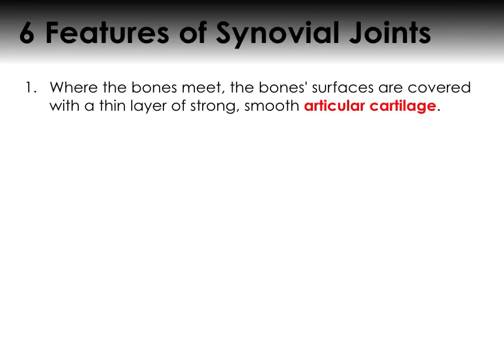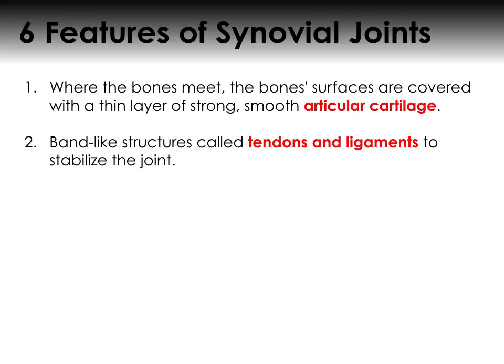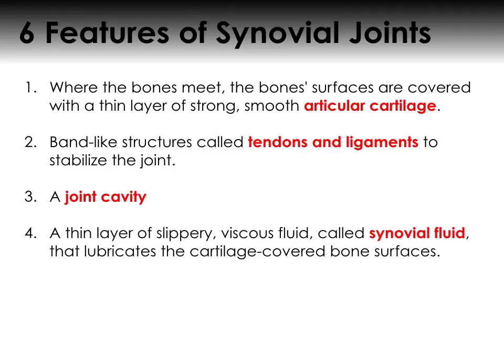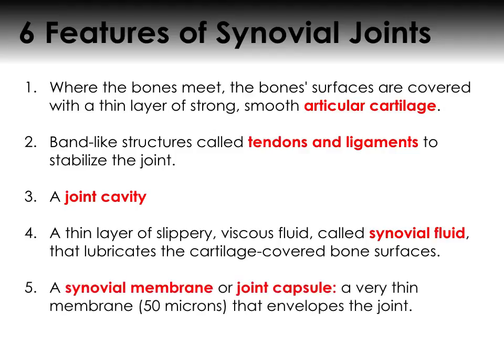Synovial joints are where bones meet. The surfaces tend to be covered with a particular type of cartilage. These allow tendons and ligaments to stabilize the joint. They contain a joint cavity, and in that joint cavity there's a fluid called synovial fluid that acts as lubrication. And there's also a synovial membrane or joint capsule that covers the joint, followed by some sensory neurons and blood vessels. So these are all the things that you would find in a movable joint.